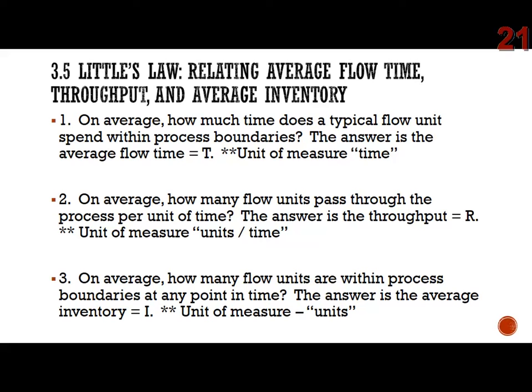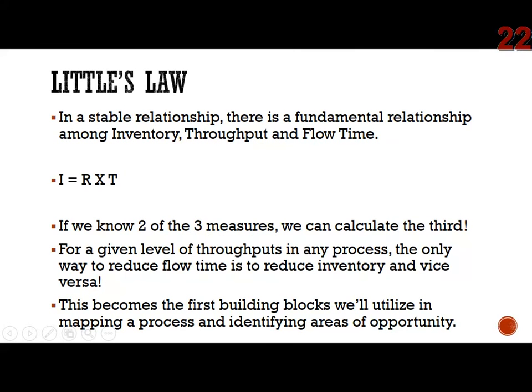All right. So in a stable relationship, there is a fundamental relationship among inventory, throughput, and flow time. Inventory is equal to throughput times flow time. If we know two of the three measures, we can calculate the third, okay? Algebra. For a given level of throughput in any process, the only way to reduce flow time is to reduce inventory, and vice versa. Okay? This becomes the first building block we utilize in mapping a process and identifying areas of opportunity. Okay? So the only way to reduce flow time is to reduce inventory.